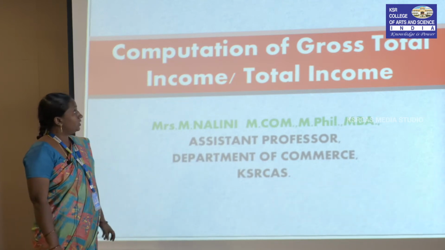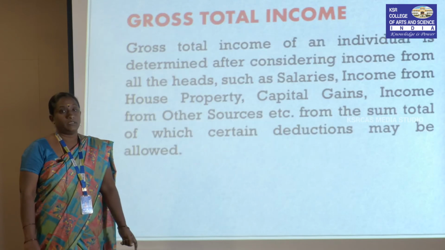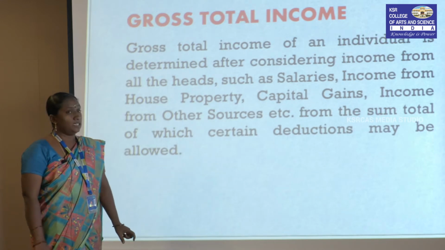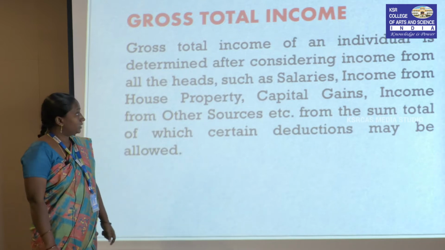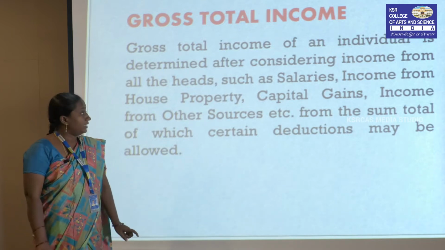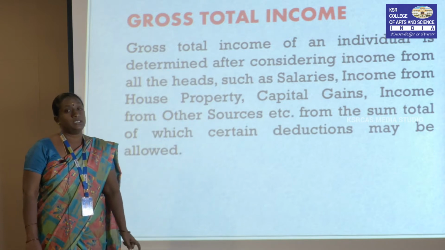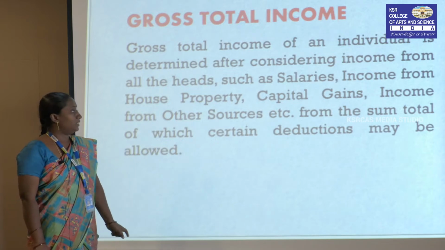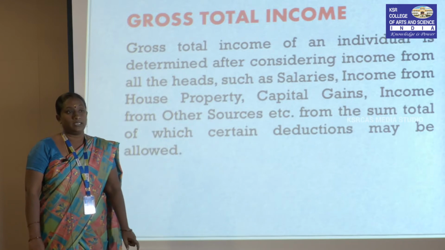Today we are discussing gross total income and total income. What is gross total income? The five heads of income are added to get the gross total income. That is income from salary, income from house property, income from business or profession, income from capital gain, and income from other sources. Added together, we get the gross total income.